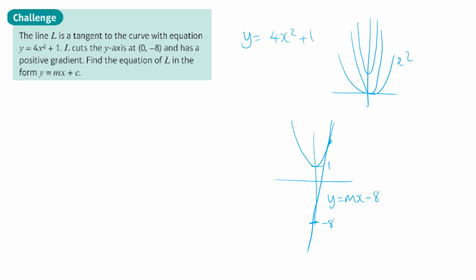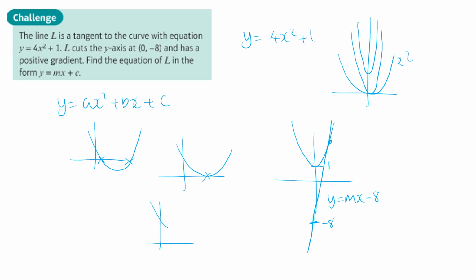Now, what you need to know about when things are tangent, when you do a quadratic, y is equal to ax squared plus bx plus c. When you just plot a quadratic, you can have three different types. You can have a quadratic that's going to smile and give you two roots. You can have a quadratic that's just going to sit on the axes and give you one root. And you can have a quadratic that doesn't have any roots that's above the x-axis.